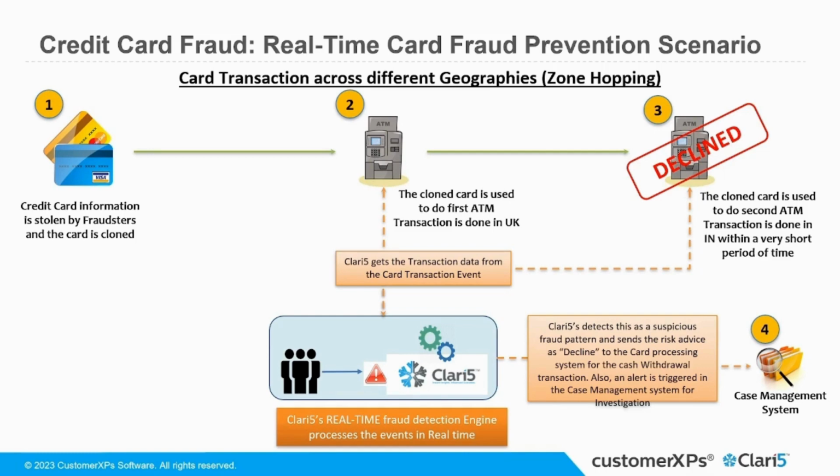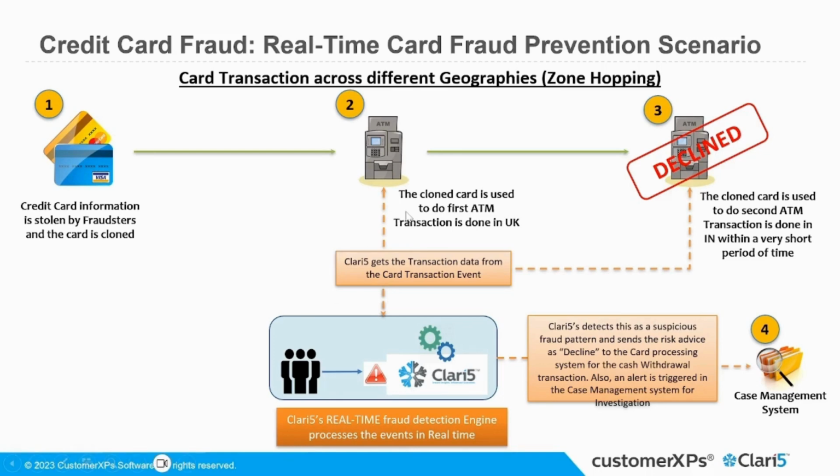What we see here on the screen is a typical fraud typology of zone hopping or geo hopping, which is multiple card transactions happening across different geographies within a very short duration of time. This also refers to a real-time card fraud prevention scenario, where we are going to see how Clari5 prevents the fraud that is happening. In this story, we have a card which has been stolen by fraudsters and cloned into multiple cards, taken by these fraudsters to various locations like the UK and India, where they try to do transactions at different ATMs in a very short period of time.